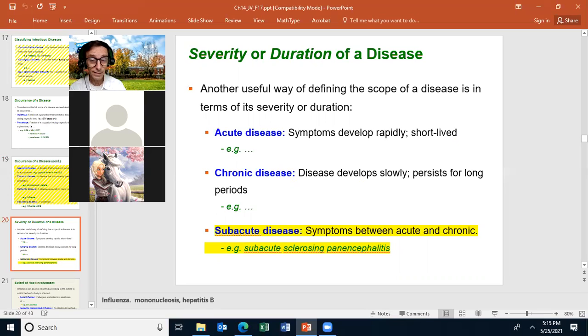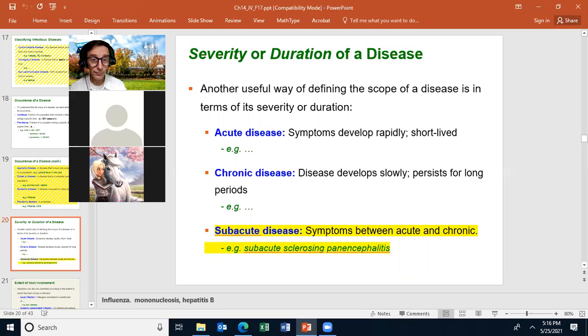An acute disease is a disease that develops rapidly, is short-lived, and then goes away. A perfect example of an acute disease is the human cold. But another example is actually influenza. It isn't quite as short as the cold, but it is fairly short-lived. And it is more severe than the human cold as well.